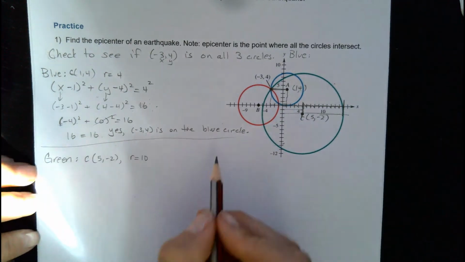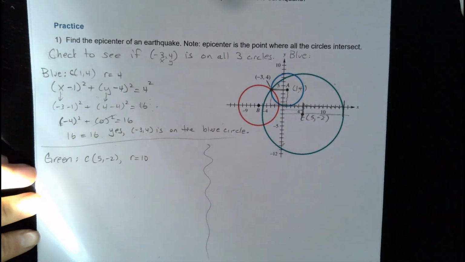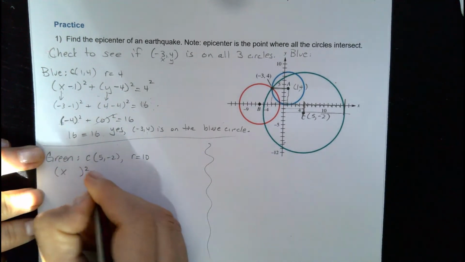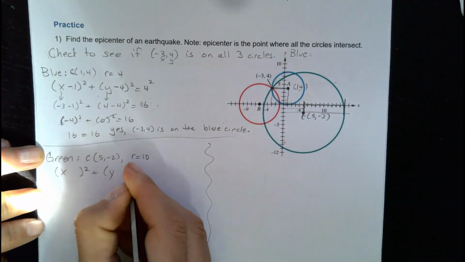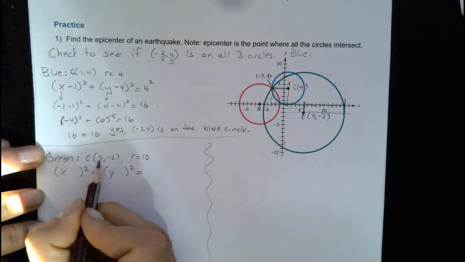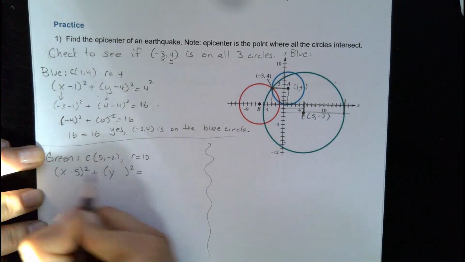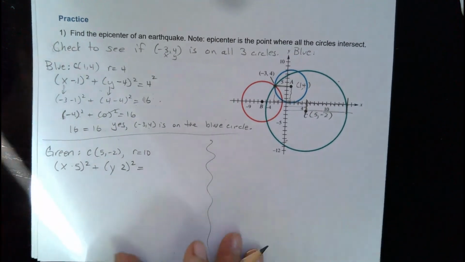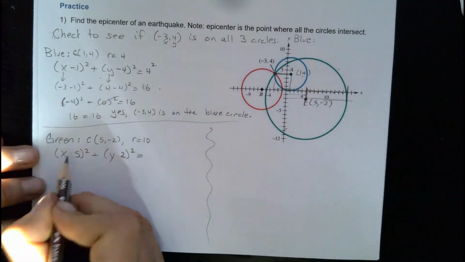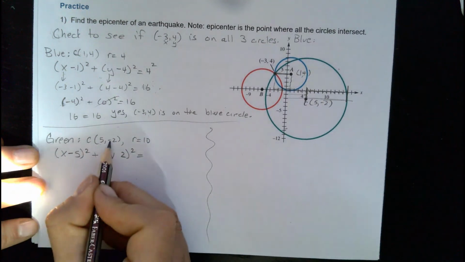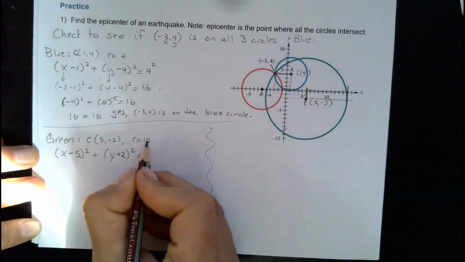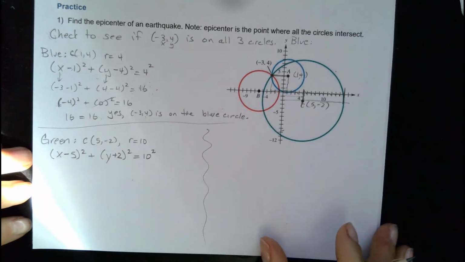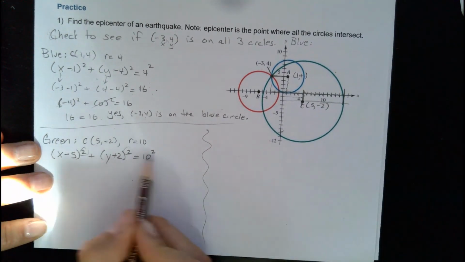So now I have to do the same thing again. Let's write out my equation. So here's my center, so I put it there, 5 and 2, but I have to always do opposite signs. So if it's a positive 5, it's going to be a negative 5. Negative 2, positive 2. My radius is 10, but make sure you put the squared. Okay, see they all have squares.